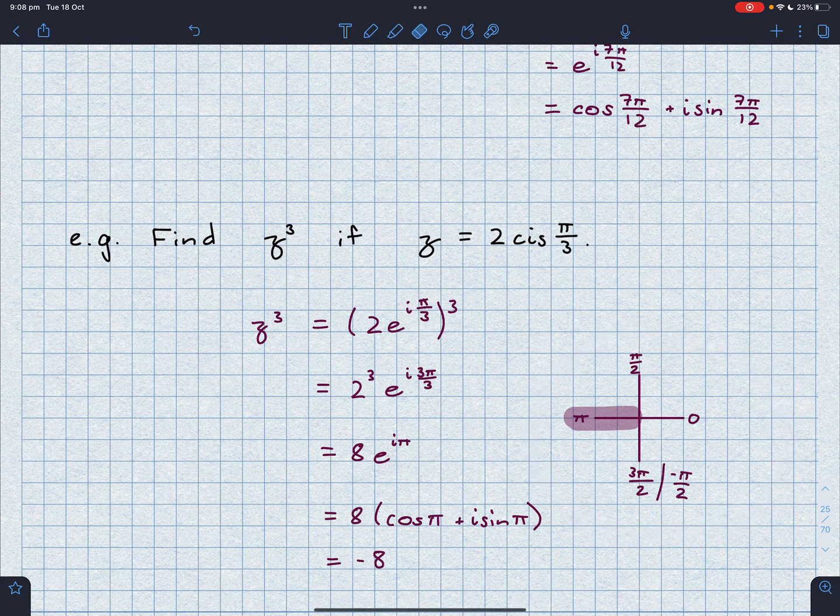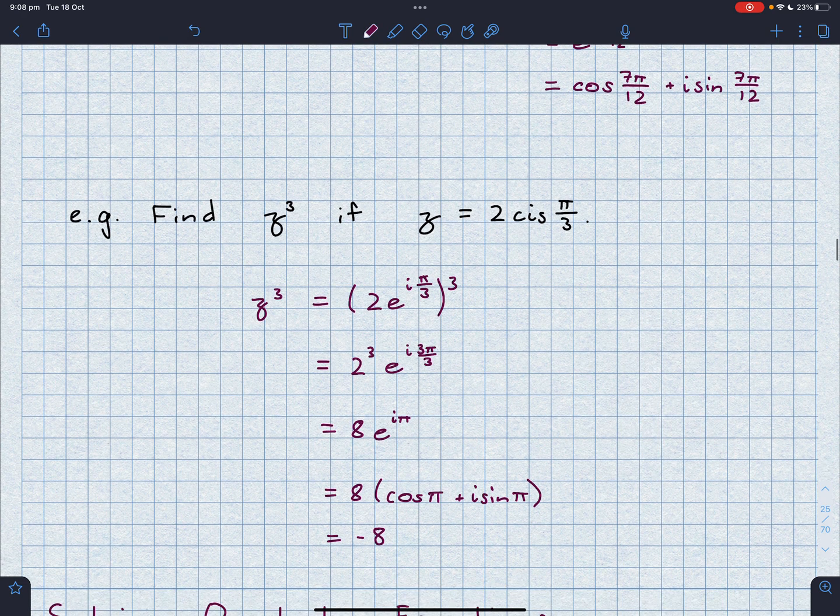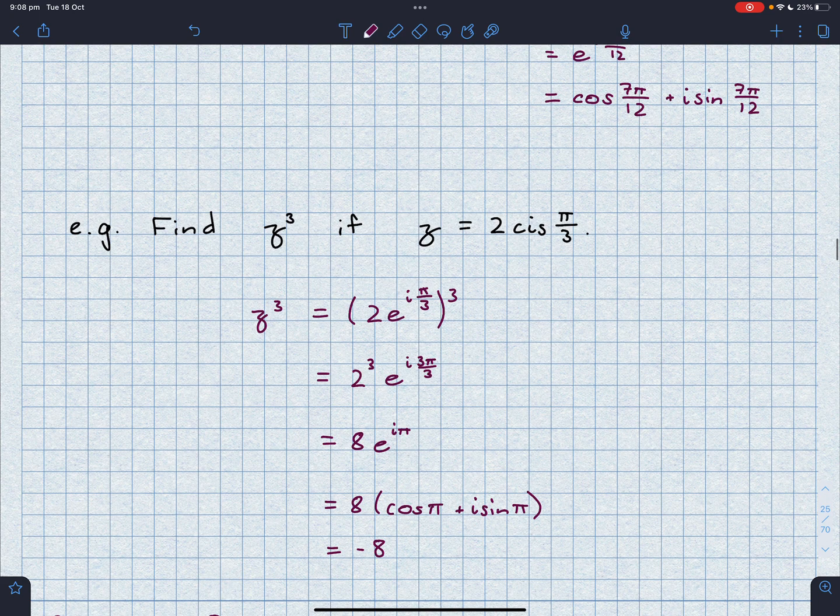So that is a quick look at Euler's formula, which is just converting complex numbers from polar form into exponential form. And you can use the same skills as you would to convert from Cartesian to polar form, to convert from Cartesian to exponential form, just by finding the modulus and finding the argument.